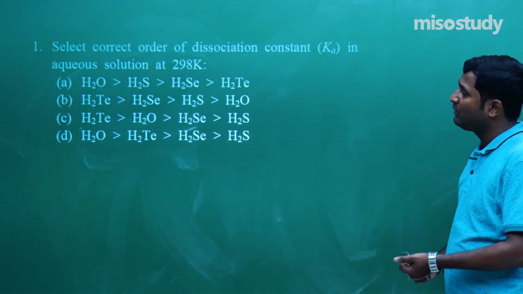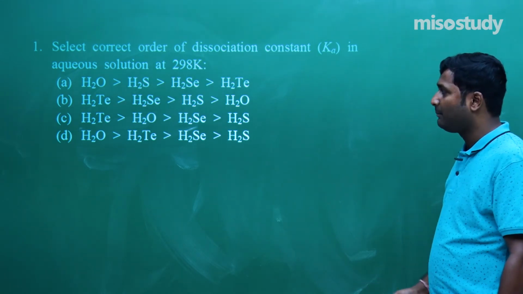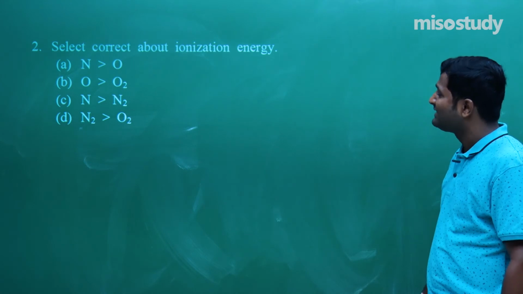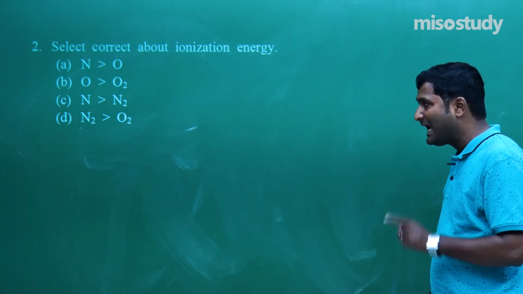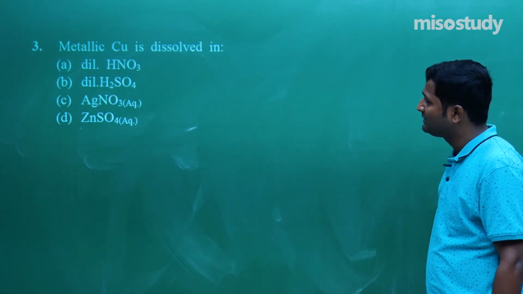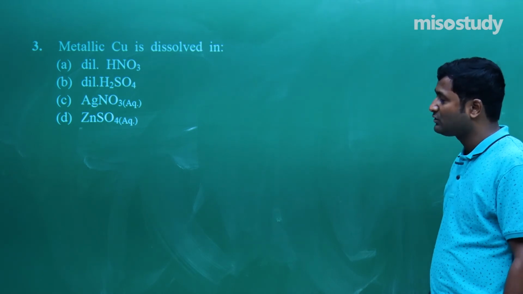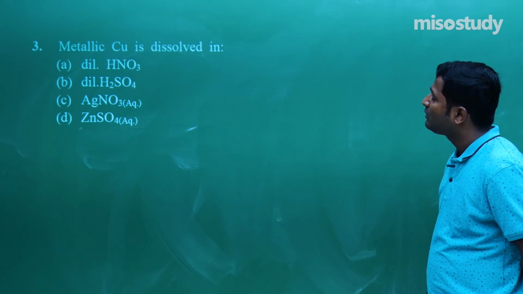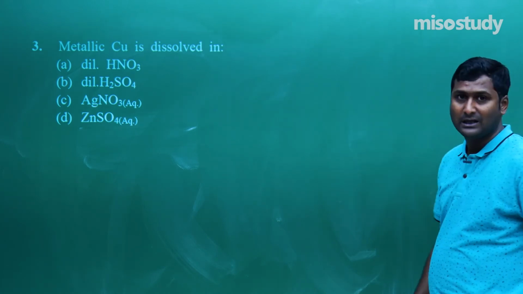Now for question number 1, what is the correct option? B is the correct option. For question number 2, this is a multiple choice, and A, B and D are the correct options. For question number 3, dilute H2SO4 and ZnSO4, metallic Co is not dissolved. So for question number 3, A and C are the correct options.